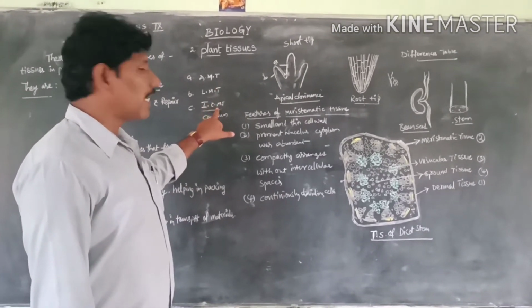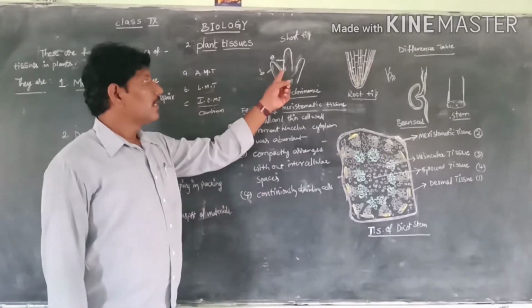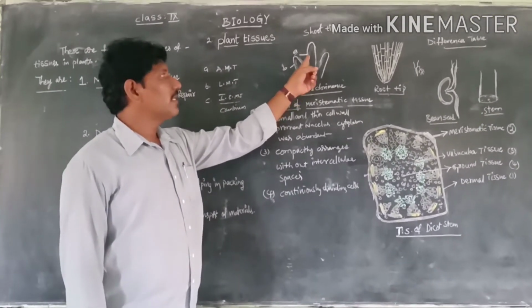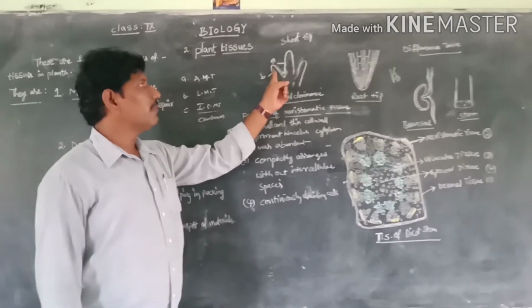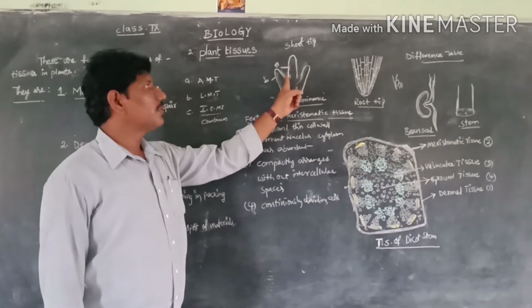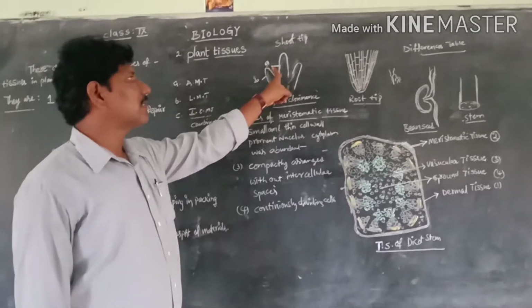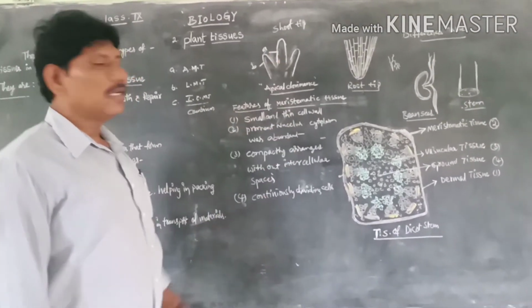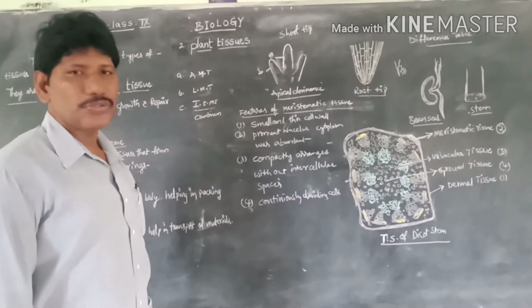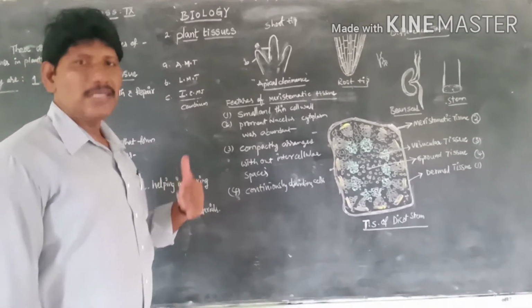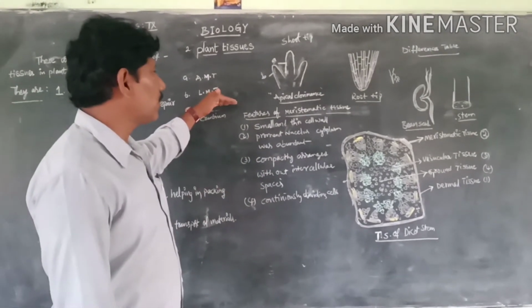Next, intercalary meristematic tissue is the bridge between the lateral meristem and the apical meristem. The branches which arise are called intercalary meristematic tissue. So meristematic tissue is mainly of three types that we have discussed till now.